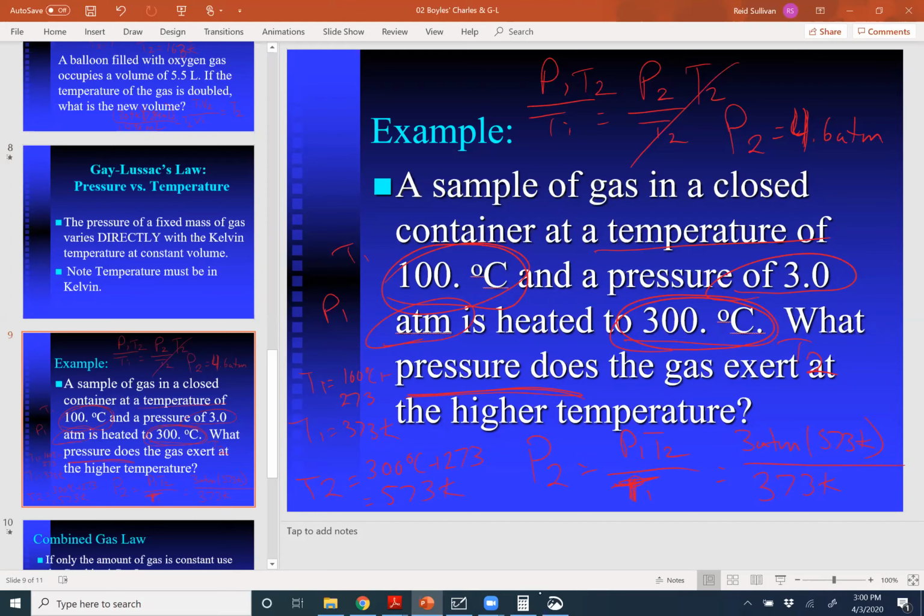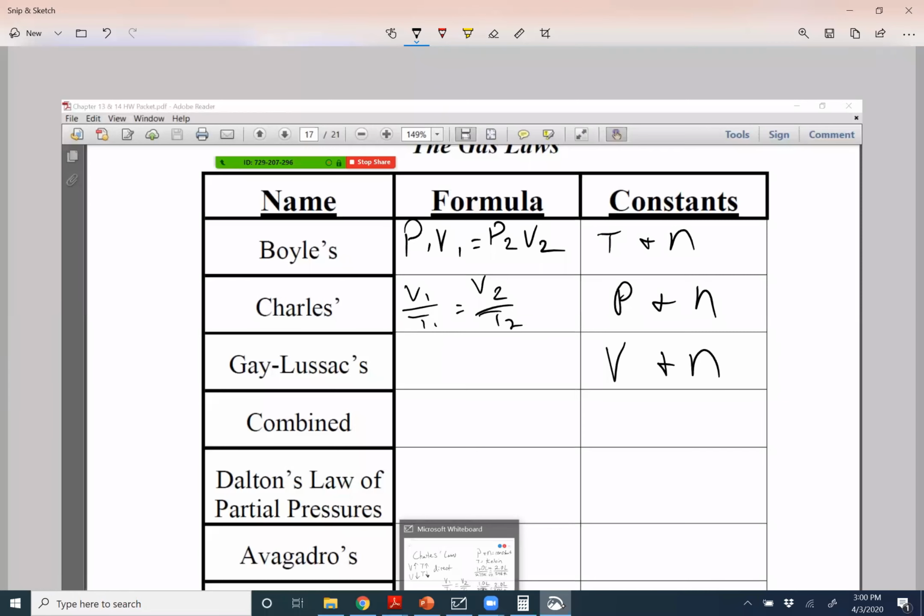So these are the 3 laws. So if we go over to here, we now have pressure 1 over temperature 1 equals pressure 2 over temperature 2. Make sure that you know that temperature is in Kelvin. Oh, sorry, this one doesn't have temperature in it, so erase it. All right, we want temperature in Kelvin.